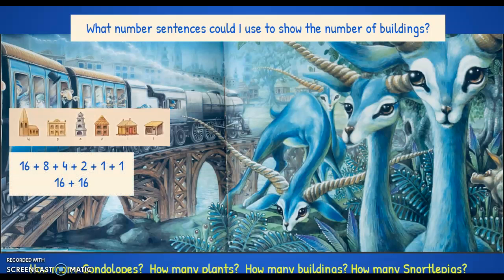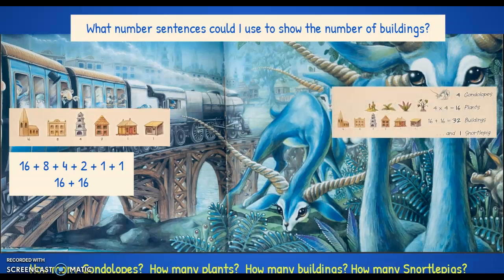I could do 16 plus 8 plus 4 plus 2 plus 1 plus 1, or I could take 16 and combine another 16. I wonder where that second 16 comes from. And here's the visual that shows the thinking of what's happening. If you notice the plants, you would see that we're down to 4 plants, and there are only 4 of each one.